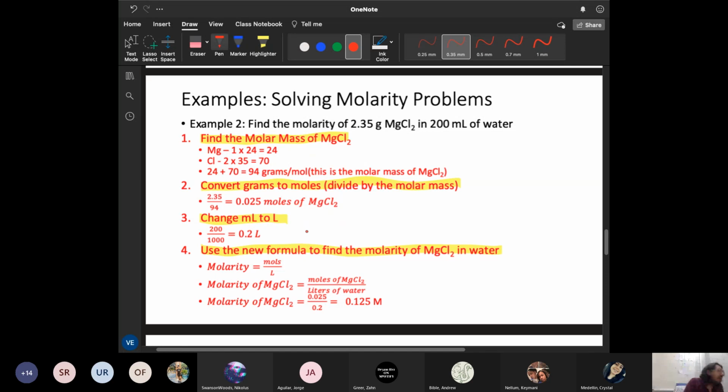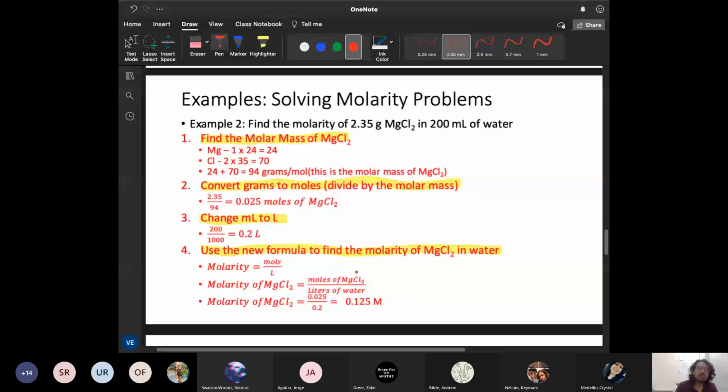And lastly, down here is where we wrap things up. To find the molarity of magnesium chloride dissolved in water, you do your moles, which is 0.025, divided by 0.2, and that will give you an answer of 0.125. Put a big capital M to represent concentration. That's it, y'all. This isn't that hard. It's 4 easy steps. Molar mass, grams to moles, change milliliters to liters, molarity, and you're done.